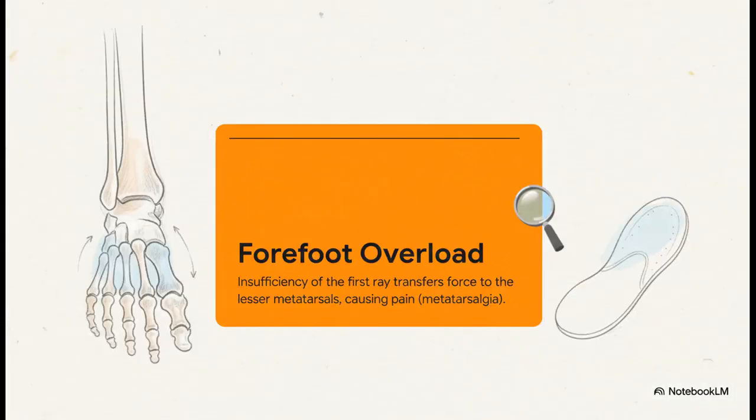And this follows perfectly into the second key concept, forefoot overload. So if that first ray fails to do its job and bear weight, where does all that force go? It has to go somewhere, right? It gets transferred right over to its neighbors, the lesser metatarsals. This isn't just some theory. It's exactly why your patients come in with pain and calluses right under their second and third metatarsal heads. It's a true cascade of failure.